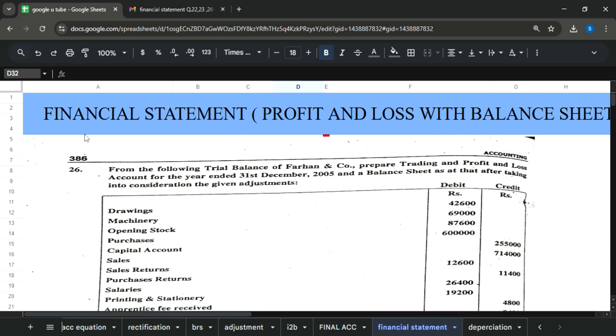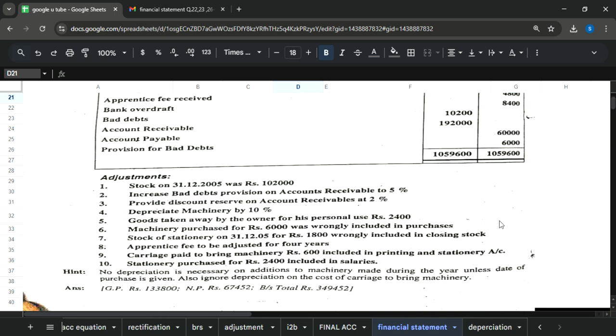The chapter we are dealing with is financial statements, where the profit and loss statement and balance sheet would be made. And there is a comfortable situation today because you can see that there are two separate columns, a debit column and a credit column. Beside this, the total of the debit side and total of the credit side is also available.